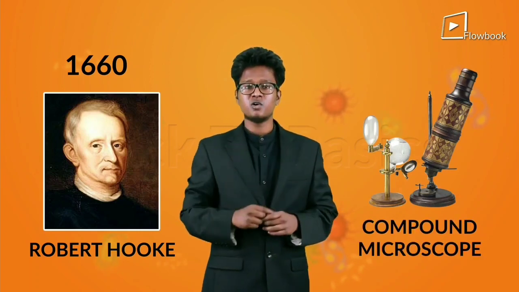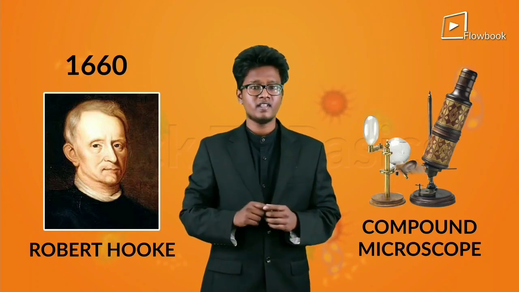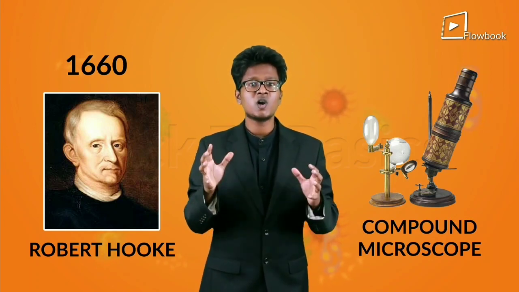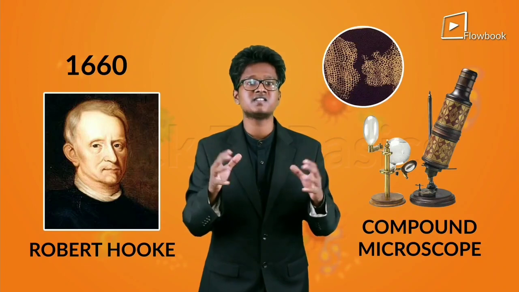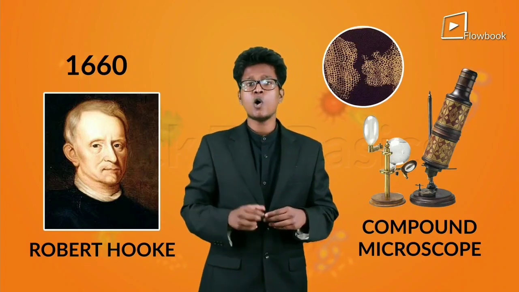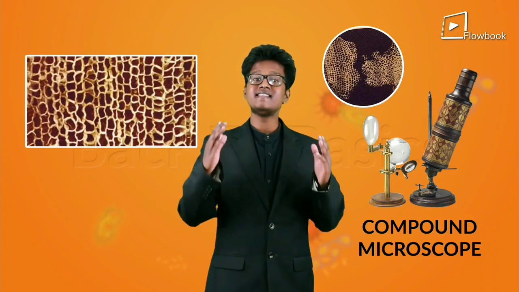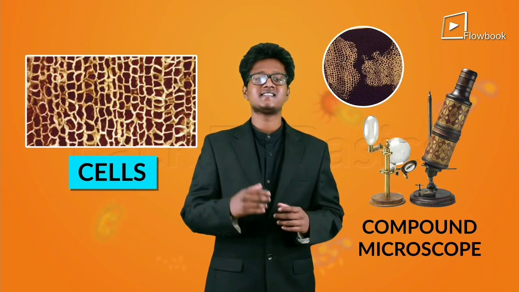Through this microscope, he observed a thin slice of a dead cork, and he could see a cluster of box-like cubicles inside it. And for some reason, that reminded him of the cells in a monastery where monks meditate, and thus he called them cells. What's interesting is that the word cell is derived from a Latin word called cella, which means compartment.